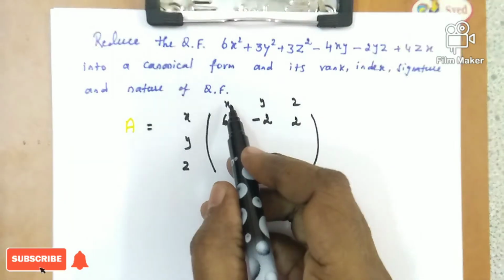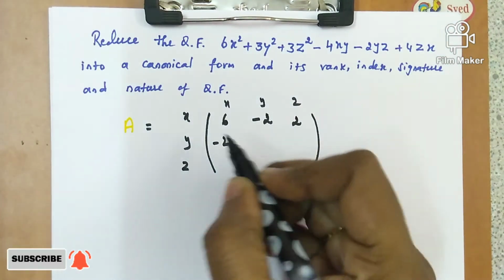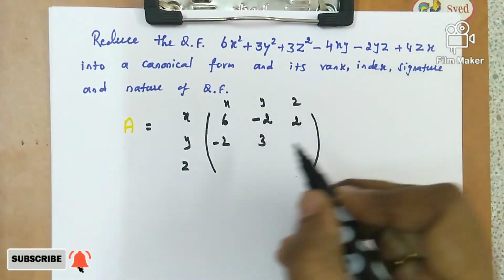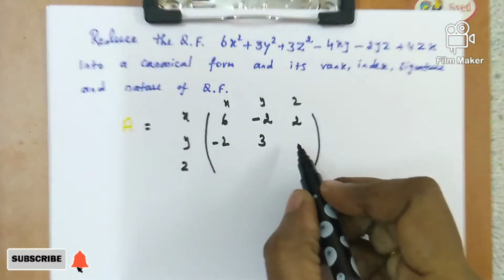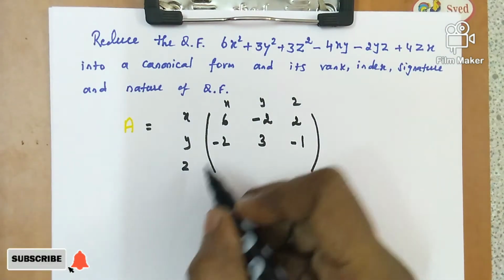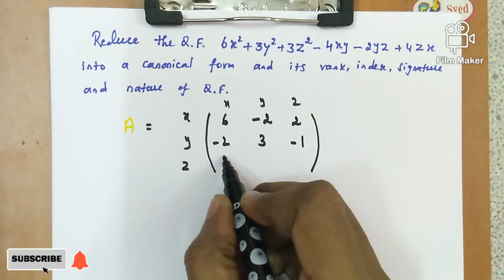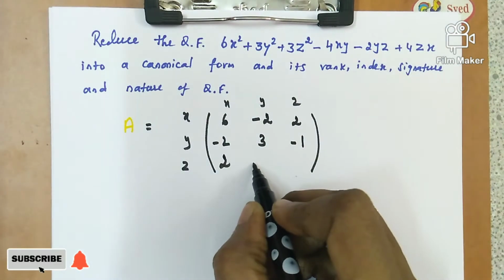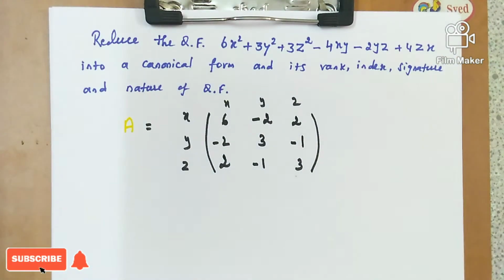Then y and x, so coefficient of xy is minus 2, and coefficient of y square is 3. Coefficient of yz is minus 2, so divided by 2 it will become minus 1. Then zx, that means xz, so 4 divided by 2 it is 2. Then zy, so minus 1. Then coefficient of z square is 3. So this is the matrix of the given quadratic form.